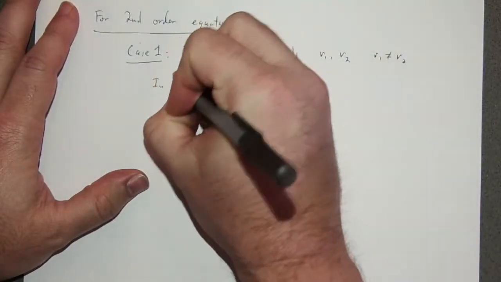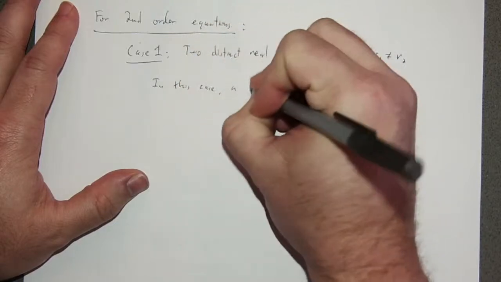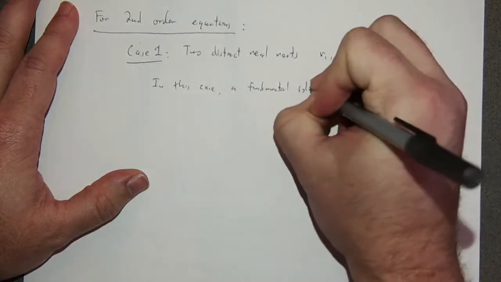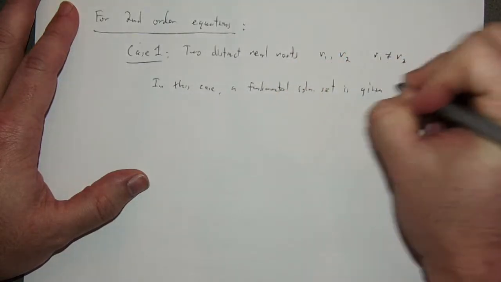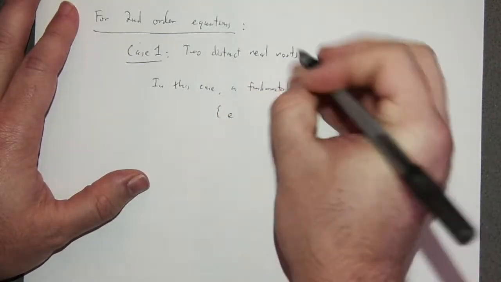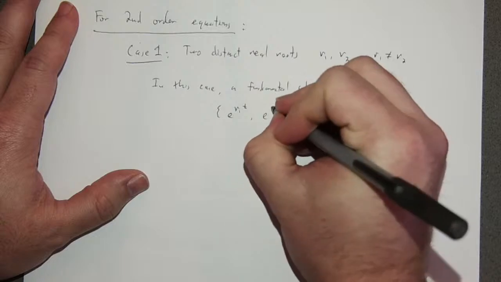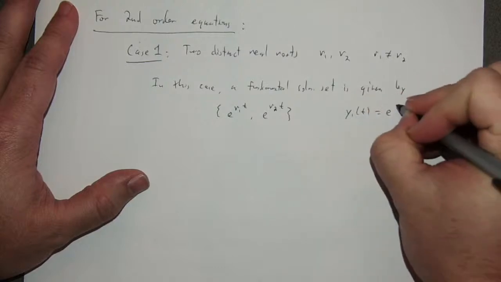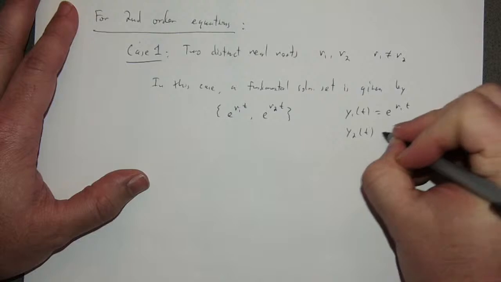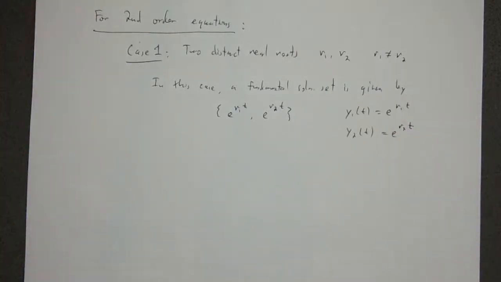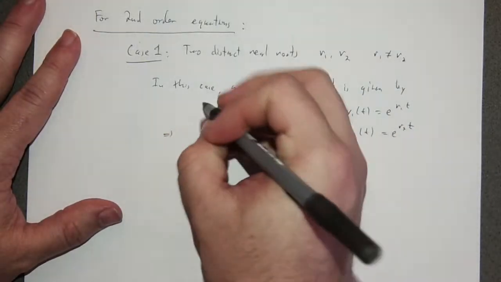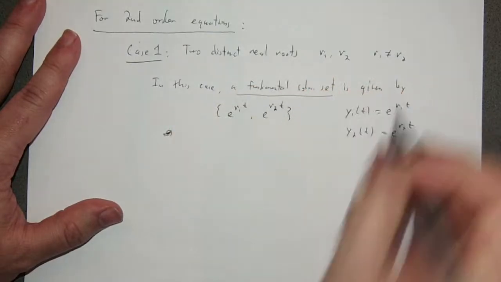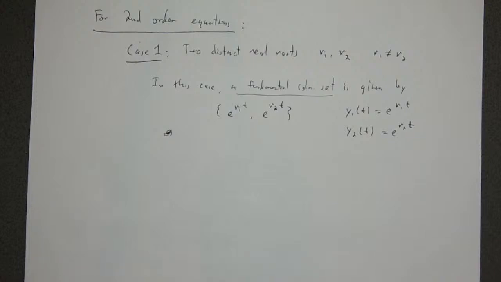So in this case, a fundamental solution set is given by e to the r1t and e to the r2t. Another way of writing that is to say y1 of t is e to the r1t and y2 of t is e to the r2t. If r1 and r2 are distinct, these two are linearly independent. So that's why I'm calling it a fundamental solution set. You can check for yourself that if r1 and r2 are different, these are linearly independent. I can compute the Wronskian and see that these are linearly independent.